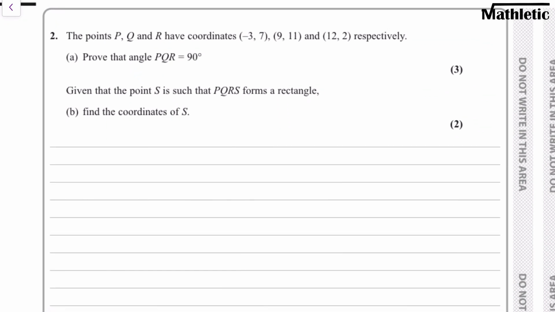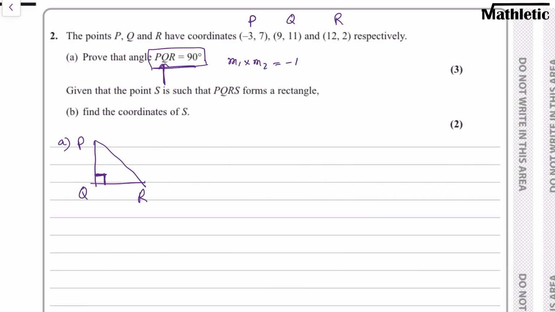For number 2, you have these three different coordinates, points P, Q, and R. For part A, we need to prove that angle PQR is actually 90 degrees. At the middle we have Q, so the right angle triangle should look like this, PQR, with a 90 degree angle at point Q. We know that for perpendicular lines, the product of the gradients is minus 1. So I will use the gradients of QR and PQ since these two lines are perpendicular, and I will check whether the product gives us minus 1 or not.